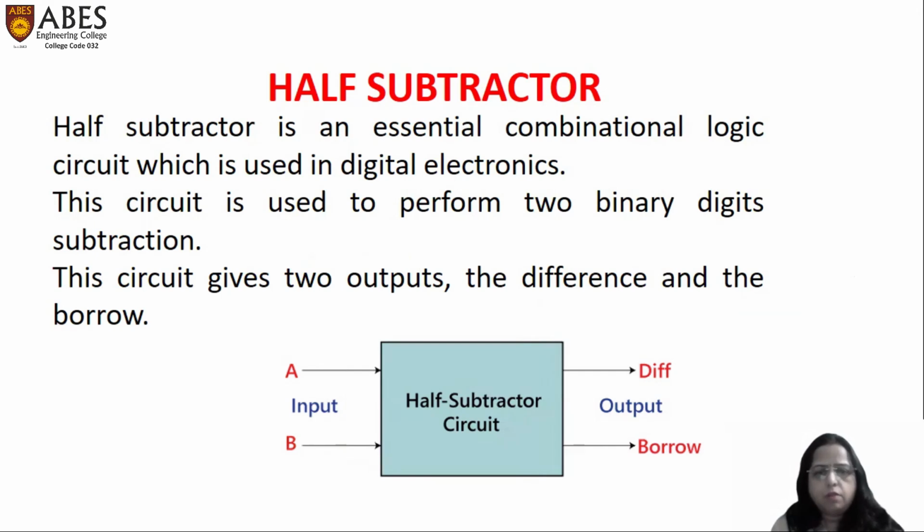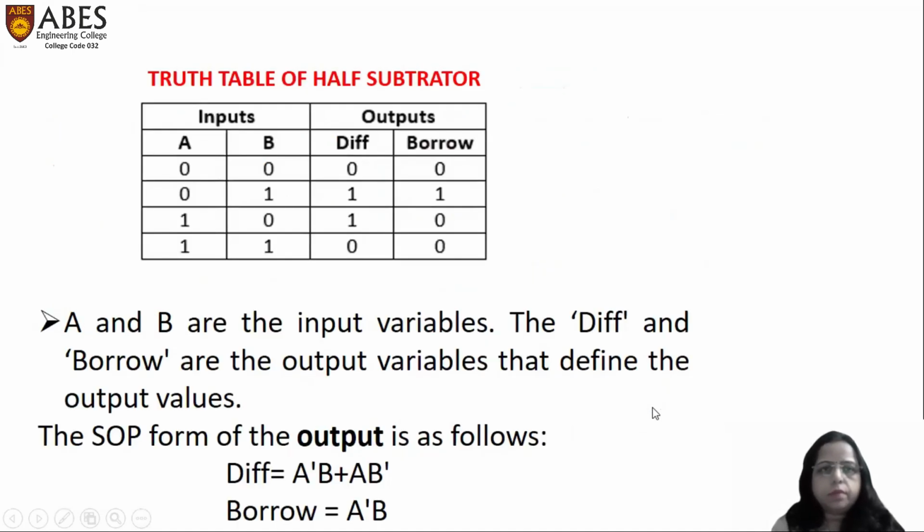and the borrow. From the block diagram, it is clear that we have taken two inputs, A and B, which are given to the half subtractor, and the outputs are the difference and borrow. To start with, the truth table of the half subtractor is depicted here, in which we have two inputs, A and B, with four possible combinations, and two outputs, difference and borrow.